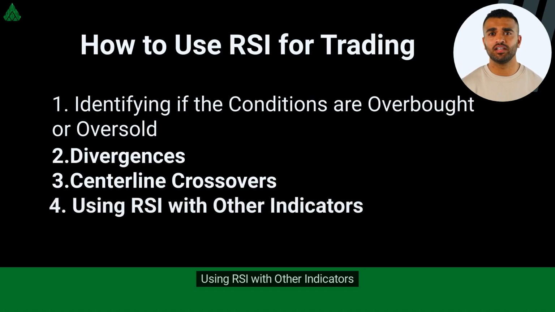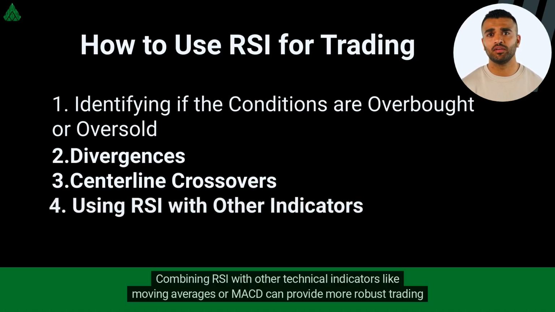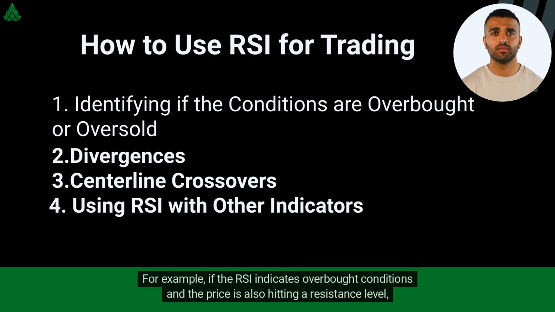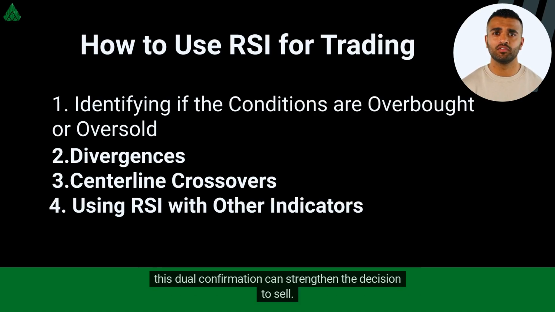Using RSI with other indicators. Combining RSI with other technical indicators like moving averages or MACD can provide more robust trading signals. For example, if the RSI indicates overbought conditions and the price is also hitting a resistance level, this dual confirmation can strengthen the decision to sell.